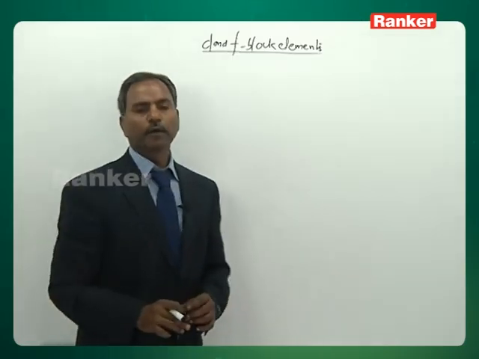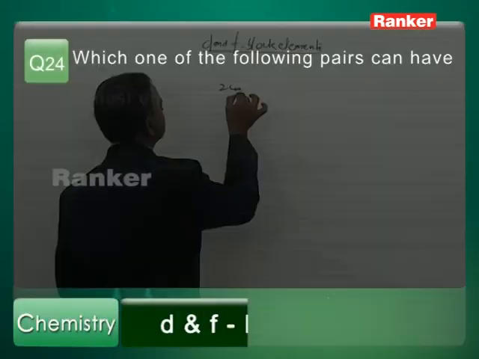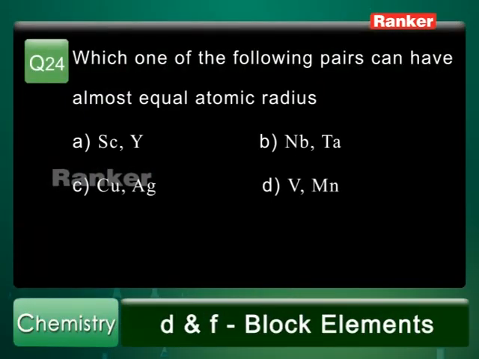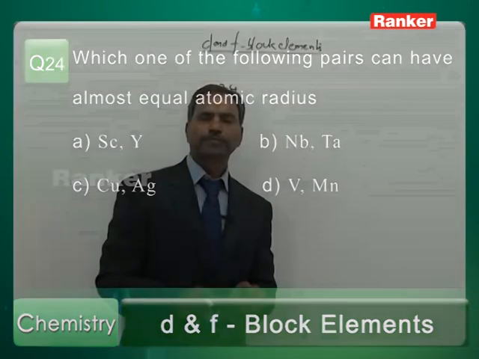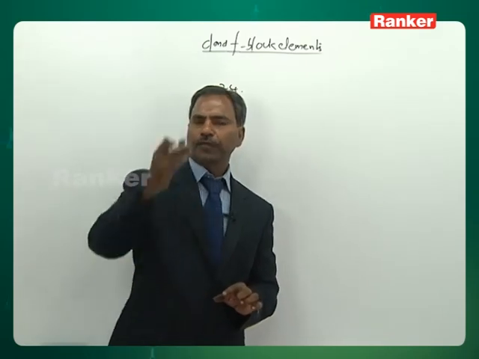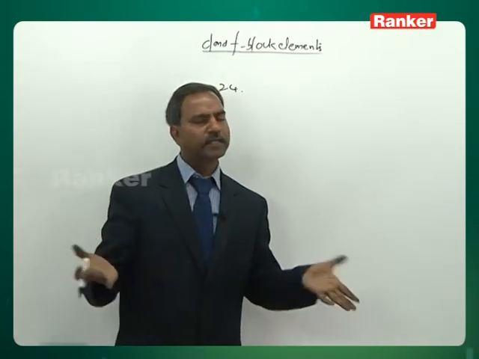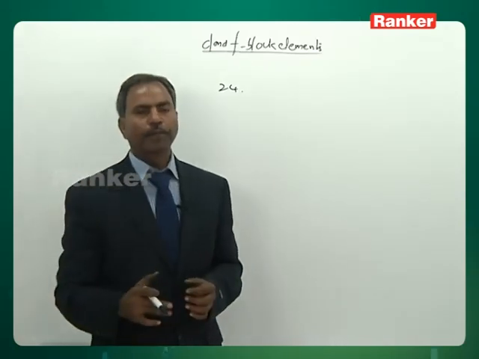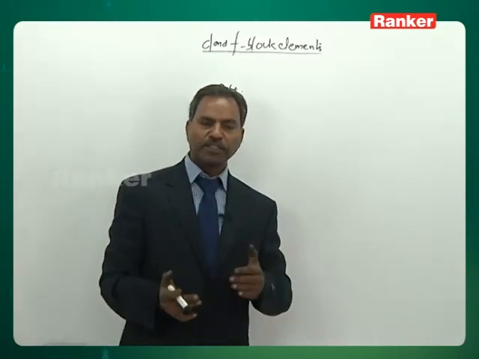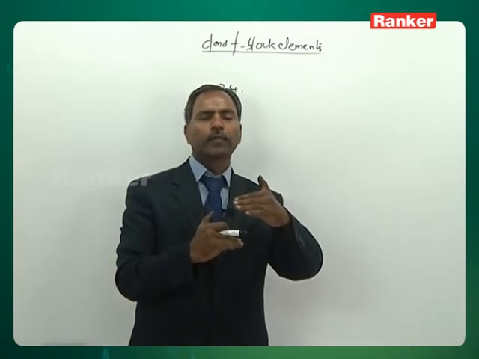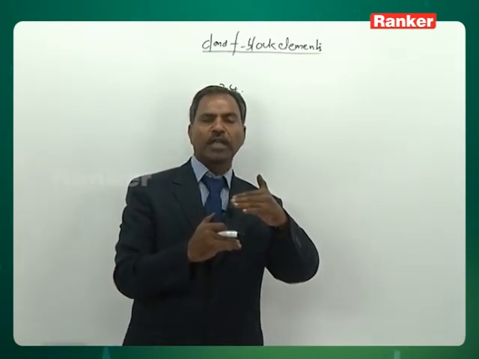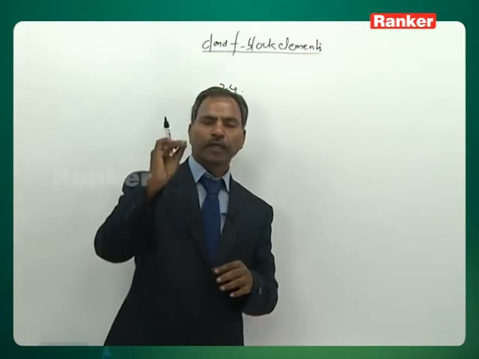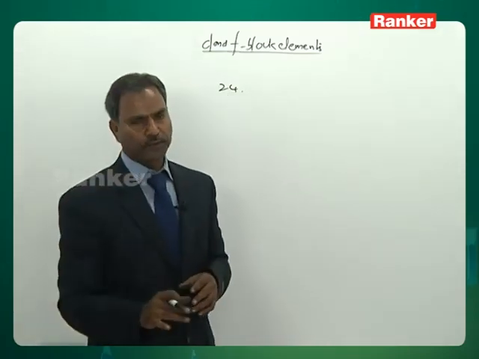Next, coming to question number 24. Which one of the following pairs can have almost equal atomic radius? Observe the options given. Wherever 4d and 5d elements are there, recollect the explanation. From 3d to 4d the atomic radius increases, and from 4d to 5d the atomic radius should also increase, but 4d and 5d elements have more or less the same size because of the lanthanide contraction effect, clearly given in the notes.